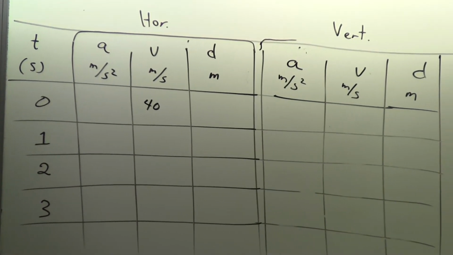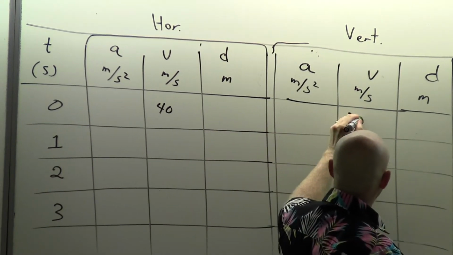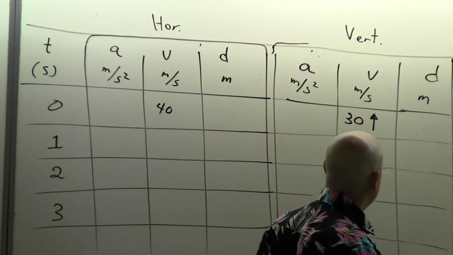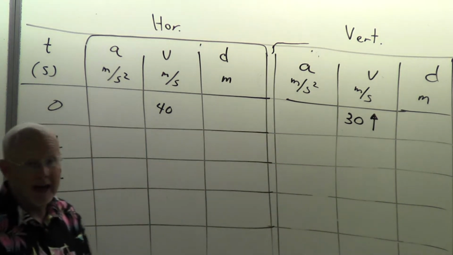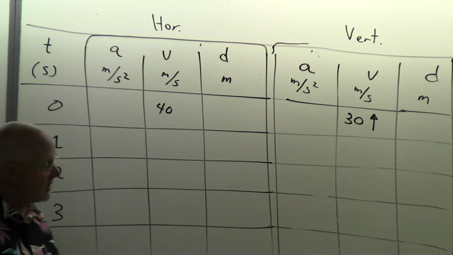And vertically it starts off with a speed of 30. In this case, I'm going to put an arrowhead up because this one goes up and then down. And so I want to know, is it heading up or is it heading down? So initially it's heading up. But here's the good thing that hopefully you saw at the break: we can calculate these separately.